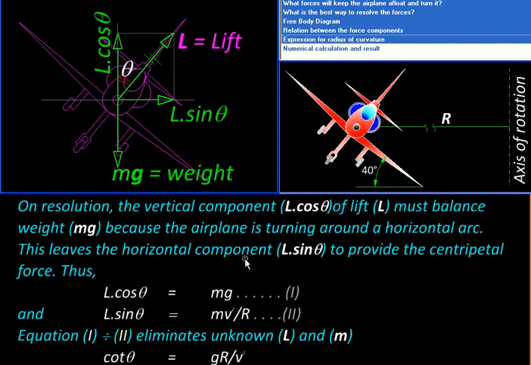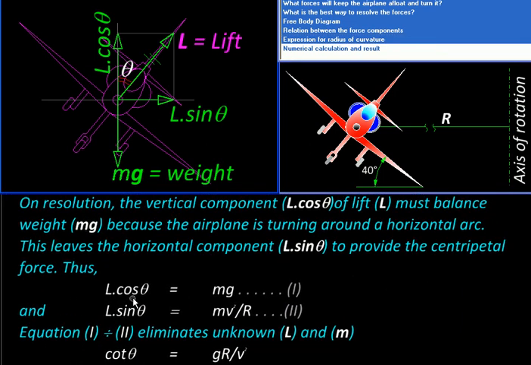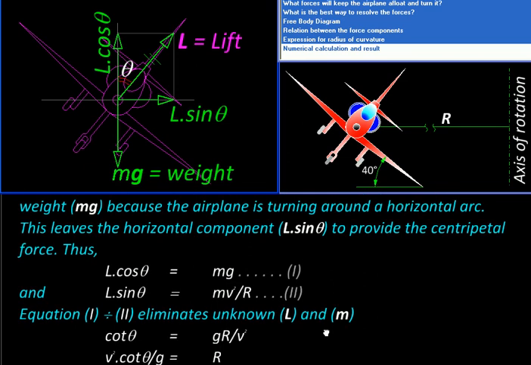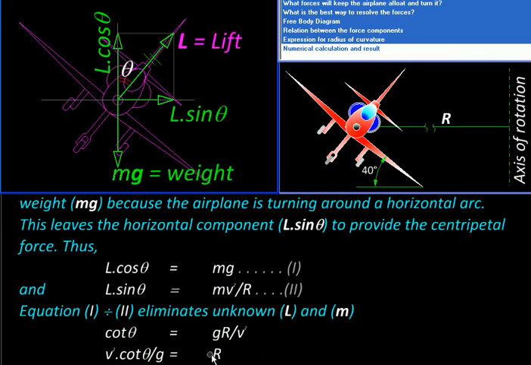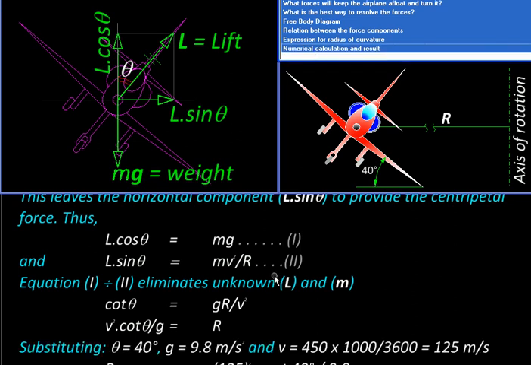Then we are going to combine these two equations 1 and 2 and eliminate this L here, and just by dividing these two equations we get cot theta is equal to g into r, where r is the radius, upon v square. Then we can just transfer some terms and keep our unknown that we are looking for, the radius, on one side, and then just make substitutions. So numerical calculations can proceed now.